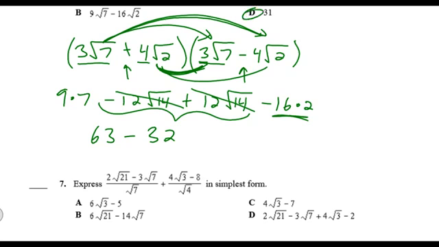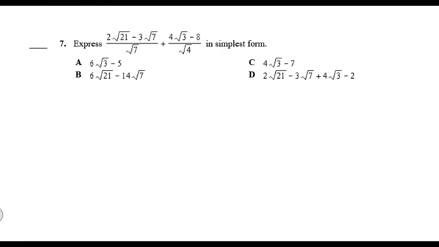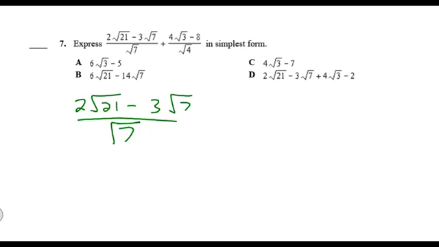Okay. All right. And then 7. This is the one I said was a bonus because this ended up being a little bit tougher. So good job if you guys got that, if you figured this one out. So let's go 2 root 21 minus 3 root 7 over root 7.